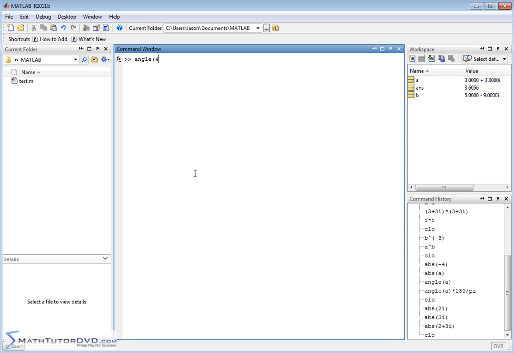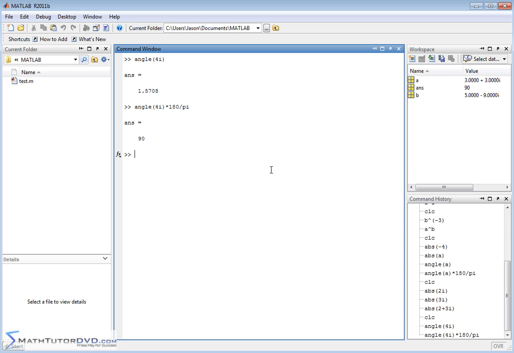If you have a pure imaginary number, there's no real part to it. It's just imaginary, so the real part is 0. The imaginary part is straight up and down on the imaginary axis. So the angle for something like this is always going to be 90 degrees, or pi over 2. This is pi over 2 radians. And if you didn't believe me there, you could just multiply by 180 over pi, which is our conversion factor, and that's 90 degrees.